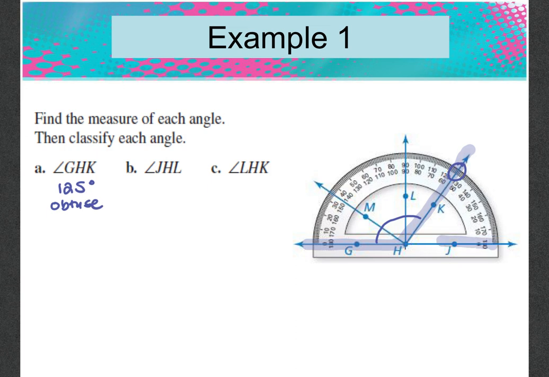Then you've got JHL, and that one equals 90, and that would be right. Then you've got LHK, which no longer lines up on the horizontal line, so you're going to have to find the distance between these two. So the distance from 55 to 90 would be 35 degrees, and 35 degrees would be acute.